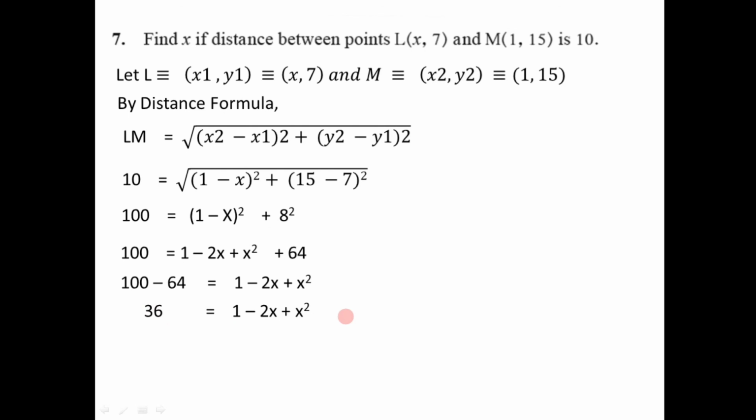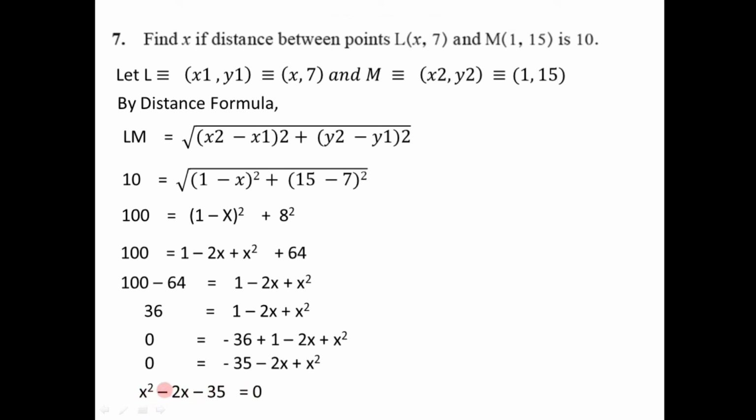If we take 36 to the right hand side, it will be minus 36. So we get 0 is equal to minus 36 plus 1, that is minus 35, minus 2x plus x square. So we have the equation x square minus 2x minus 35 is equal to 0. This is the quadratic equation in variable x, so we have to simplify this.